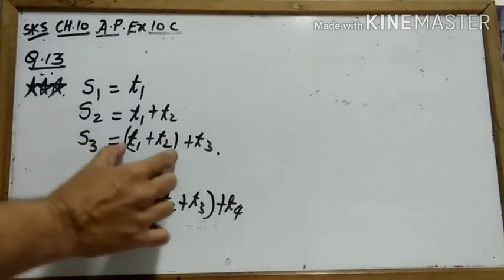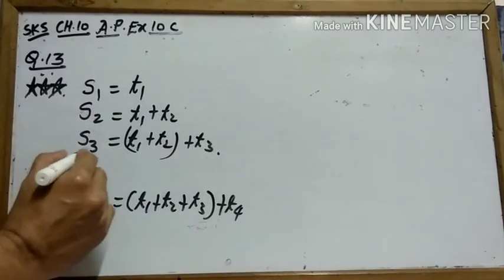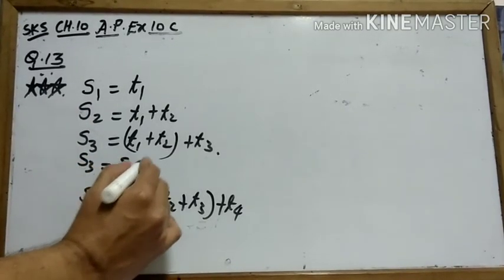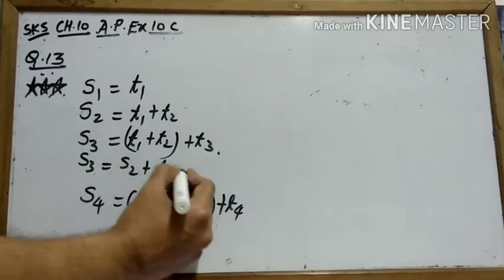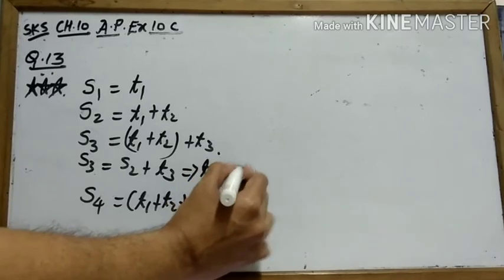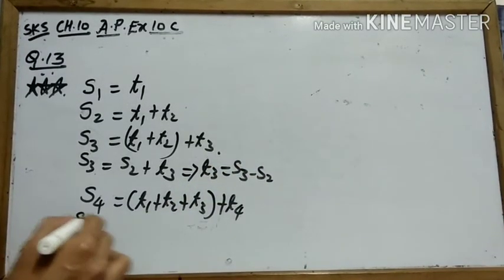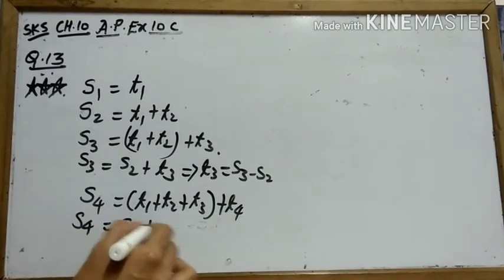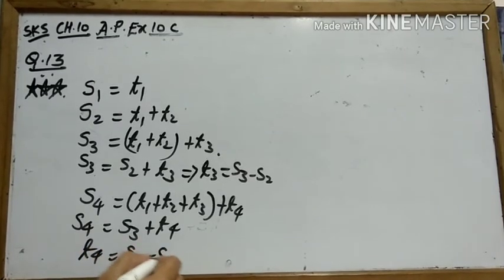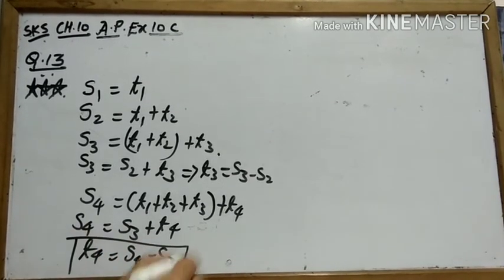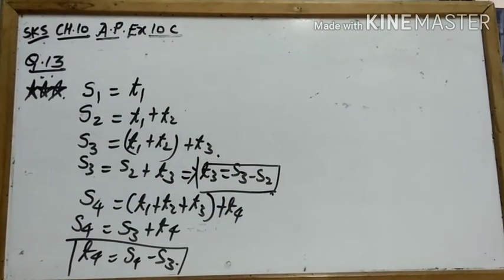Now I have written this in brackets. What can this be substituted as? Just check it out. It is nothing else but S2. So S3 is nothing else but S2 plus T3. If I keep T3 alone, it will be S3 minus S2. This S4 is nothing else but S3 plus T4. If I keep T4 alone, then it is S4 minus S3. These are 2 important results we got. We are going to apply them in question number 13.